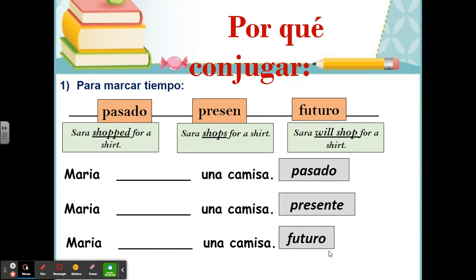I don't know why it says present and not presents, but I am not going to re-record, so let's keep it moving. Okay, to mark time.